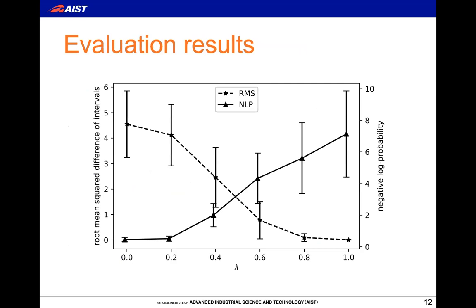This figure shows the evaluation results. The left vertical axis indicates the root mean square difference, and the right vertical axis indicates the negative log probability. The lower, the better for both metrics. We can see the root mean square difference decreases by increasing the parameter lambda, and the negative log probability increases.